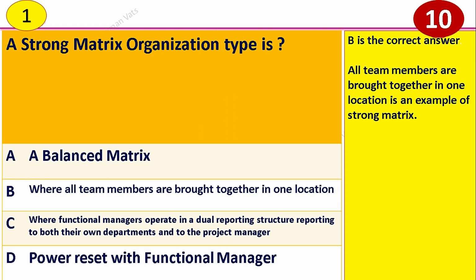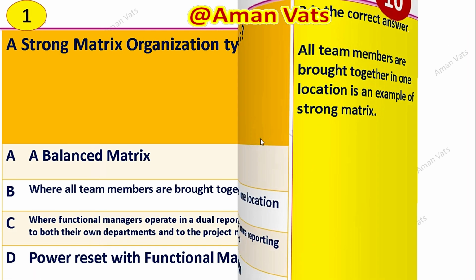So the answer is B, where all team members are brought together in one location. A strong matrix organization type is where all team members are brought together in one location, right? So this is an example of a strong matrix. The rest, when I explain organization types, I will explain what is balanced and what is projectized, and so on.